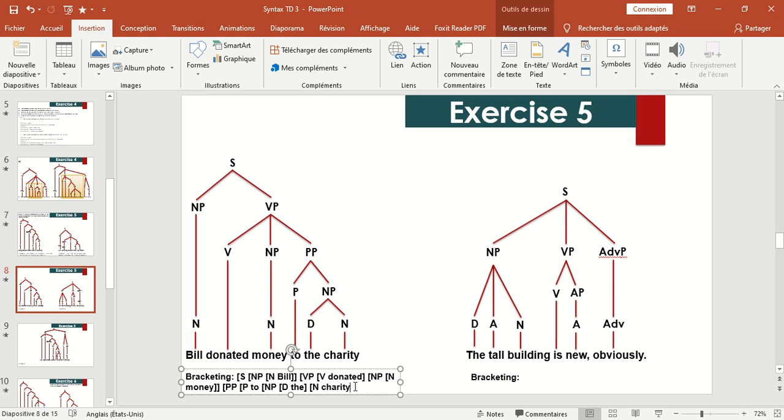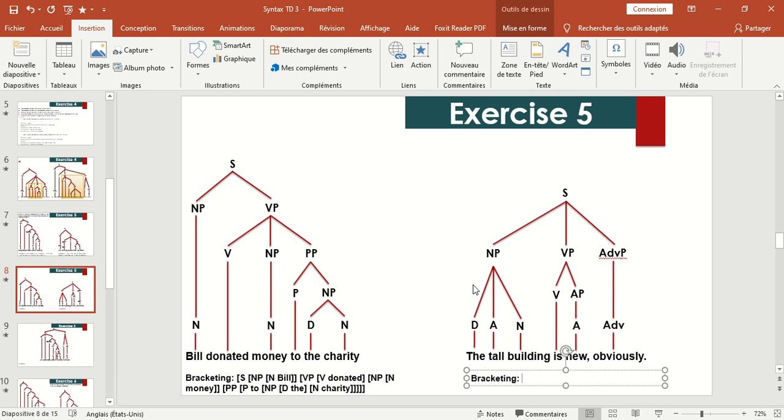We close the noun phrase, the PP, the VP, and the sentence. 5 nodes: 1, 2, 3, 4, 5. Move into the second one now. As you can see, you're just translating what is in the tree. Every node should have a bracket.